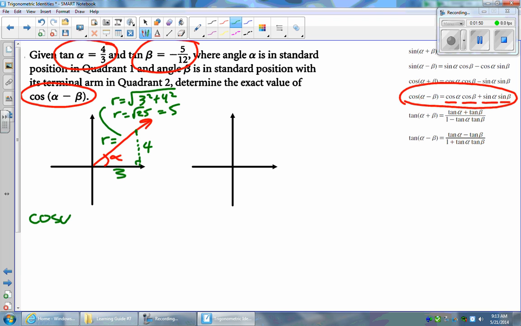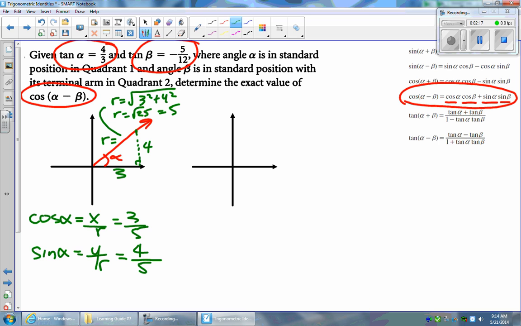So if I want to find the cosine of alpha, cosine is always x over r, or adjacent over hypotenuse, and that ratio is given as 3 over 5. Okay, and it is positive because all ratios are positive in the first quadrant. And we also have the sine of alpha, which is y over r. And in this case, y is equal to 4, and r is, well, it's going to be 5. So those are all done.